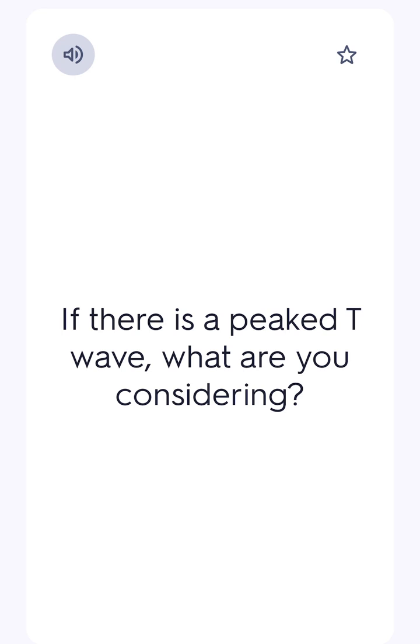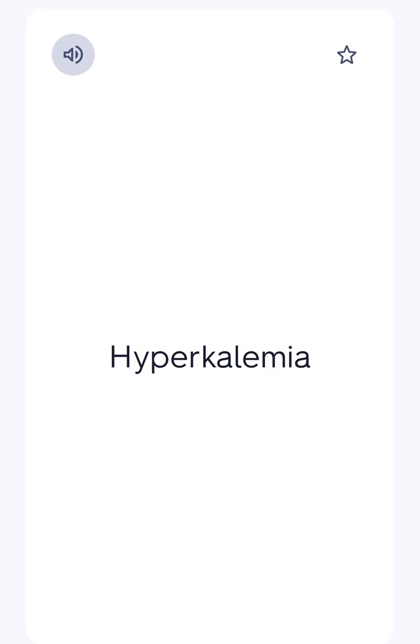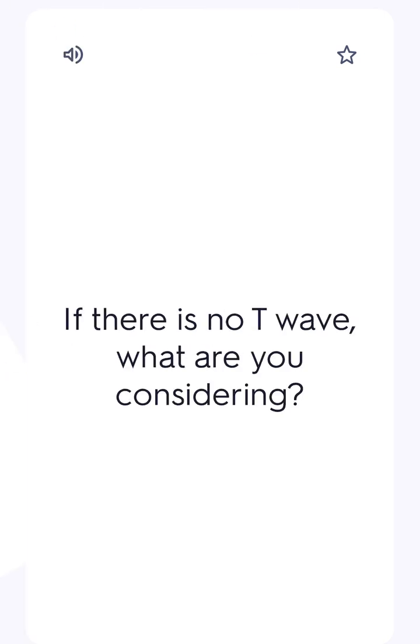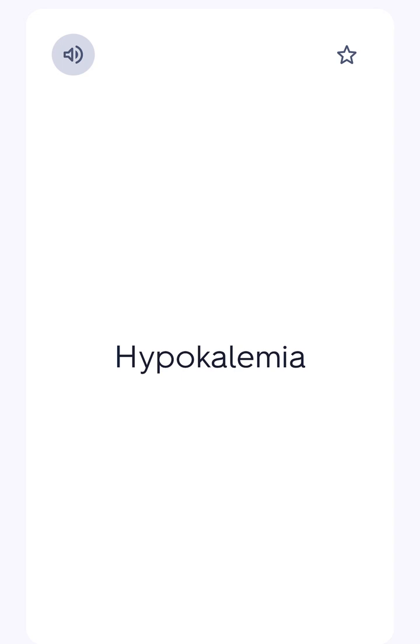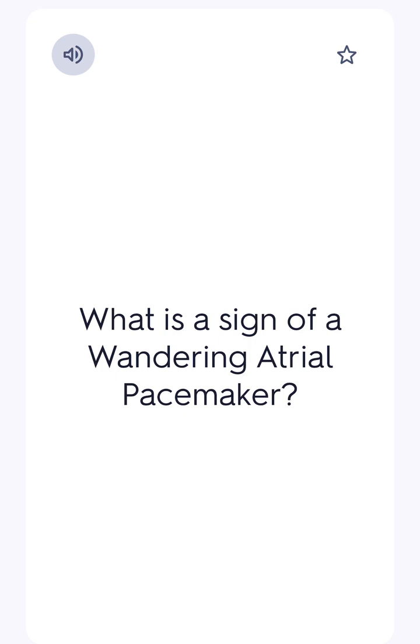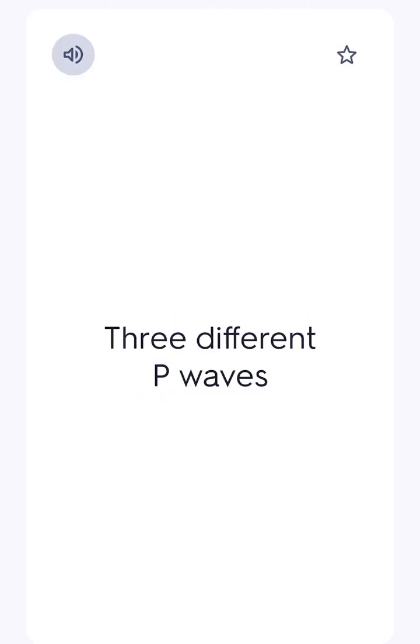If there is a peaked T wave, what are you considering? Hyperkalemia. If there is no T wave, what are you considering? Hypokalemia. What is a sign of a wandering atrial pacemaker? 3 different P waves.